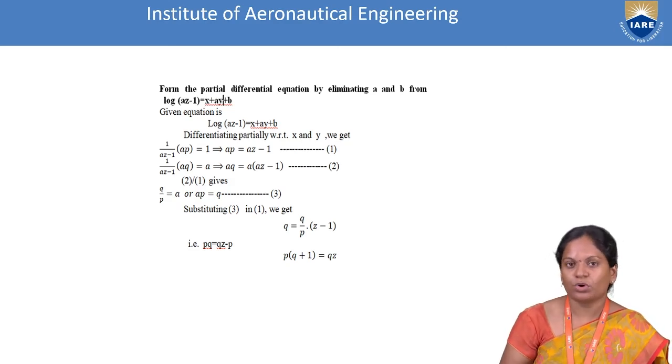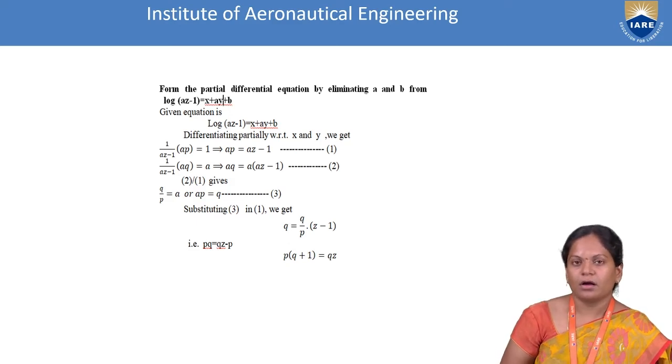What is the difference between ordinary and partial? In the partial, if we take with respect to x, treat y as constant. If we take with respect to y, treat x as constant. This is what everyone should remember. So now in this problem, differentiate partially with respect to x and y.